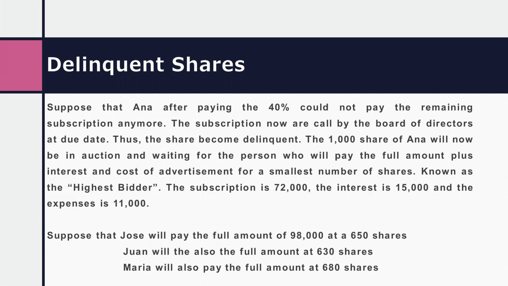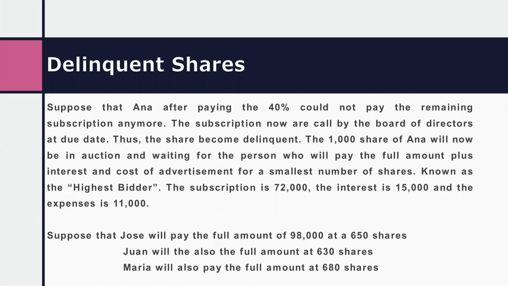So, this person who is willing to pay the full amount plus the interest and cost at the smallest number of shares will be your highest bidder. In this particular case, the subscription is 72,000. This is the balance of your subscriptions receivable. Then your interest is 15,000 and the expenses are 11,000. So, if you add them all, that's 98,000.